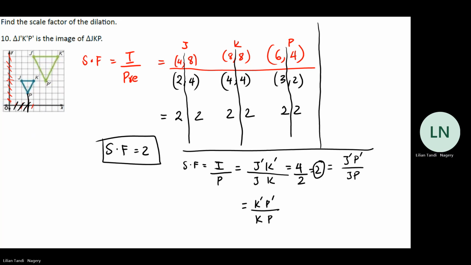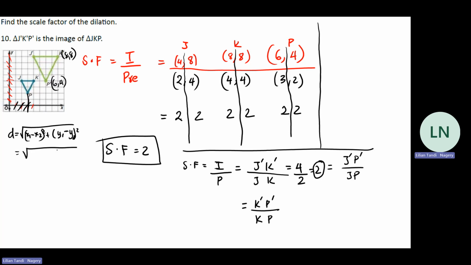So I can use the distance formula. We know that P prime is (6, 4), okay? And we know that K prime is (8, 8). So let's do the distance formula. Distance equals the square root of (x1 minus x2) squared plus (y1 minus y2) squared.